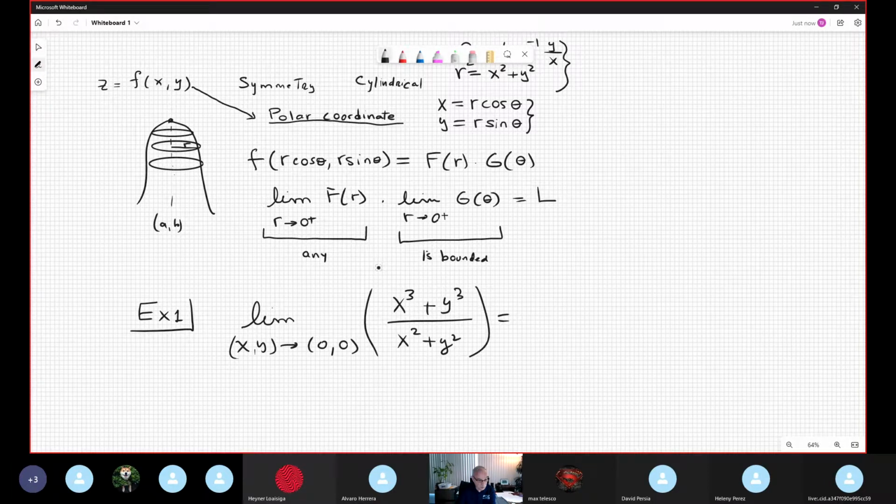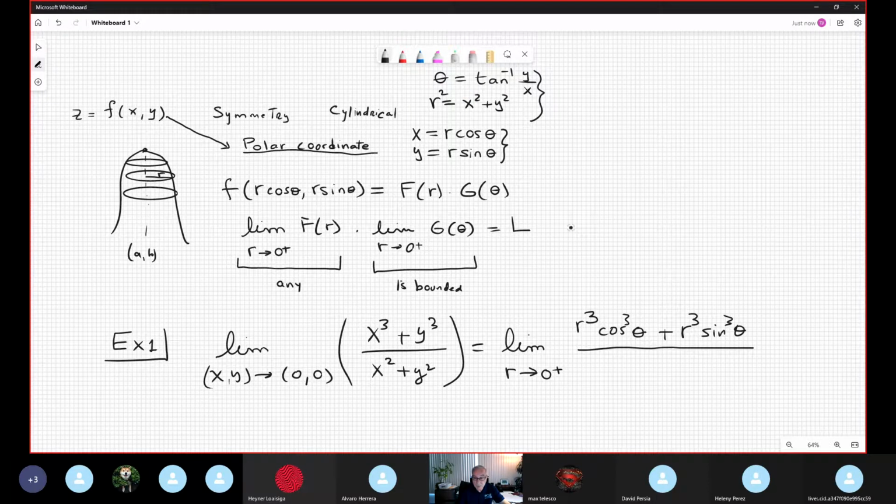I want to convert to polar coordinates. So apply the limit, in that case r approaching 0 plus. So you replace. This is r cubed cosine cubed theta plus r cubed sine cubed theta divided by x squared plus y squared, which is r squared. I know that.